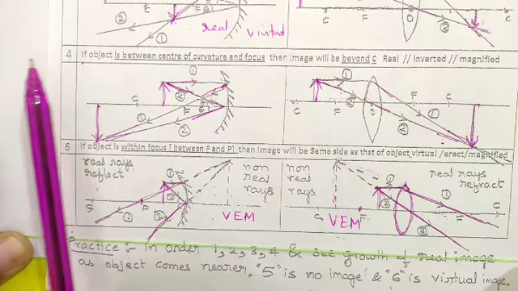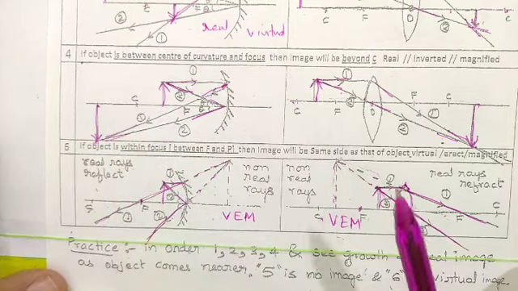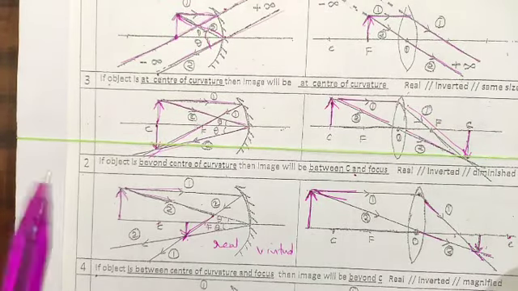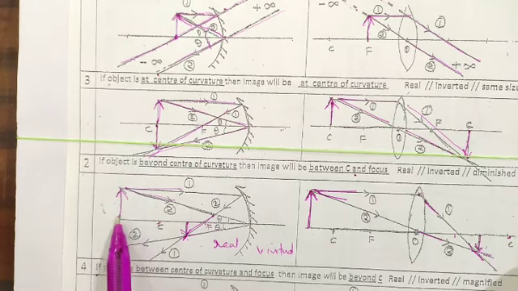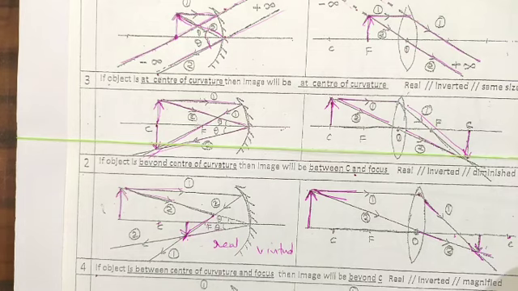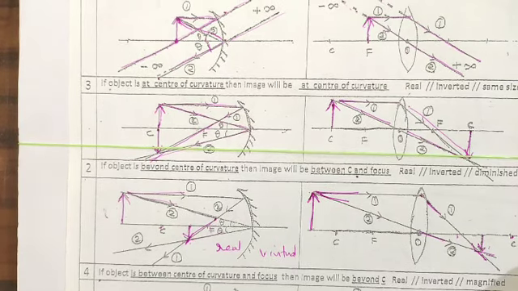That is, you have to start from infinity, come to beyond the center of curvature, then towards the center of curvature, then the middle of the center of curvature and focus, then come to the focus, then come to within the focus. In each case, you can understand how the image size goes on increasing. This is all about ray diagrams.